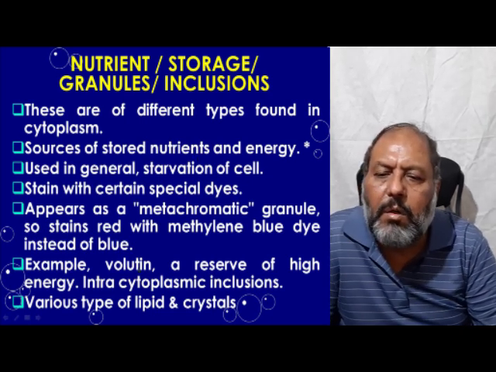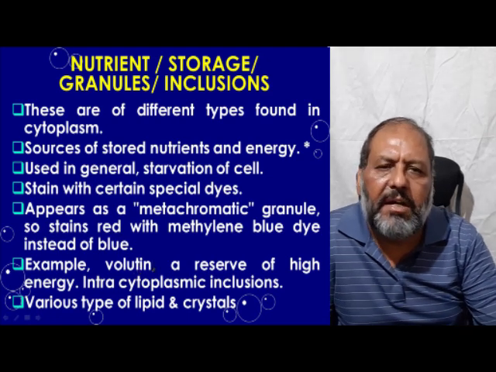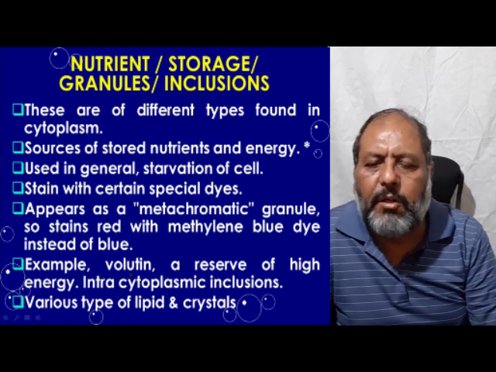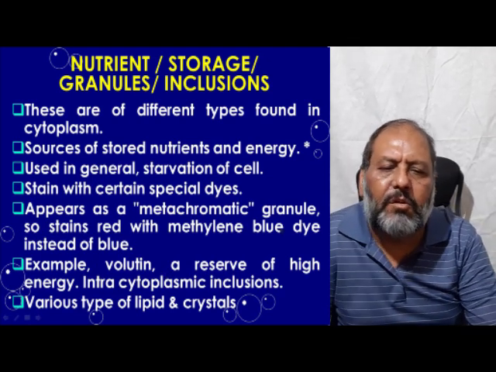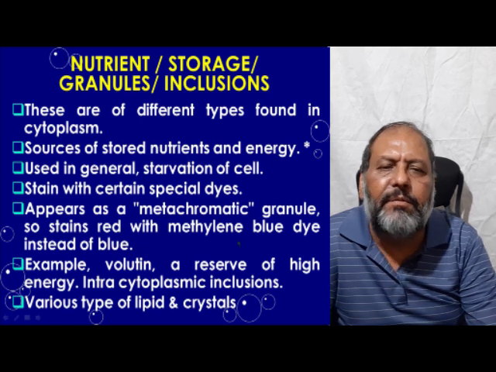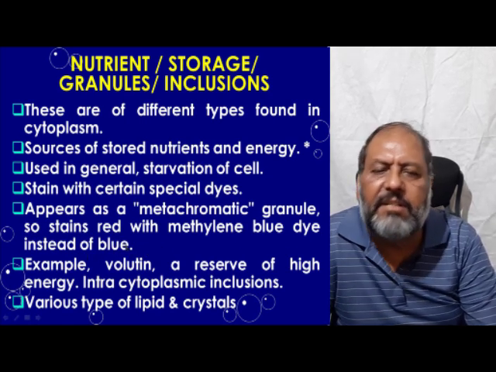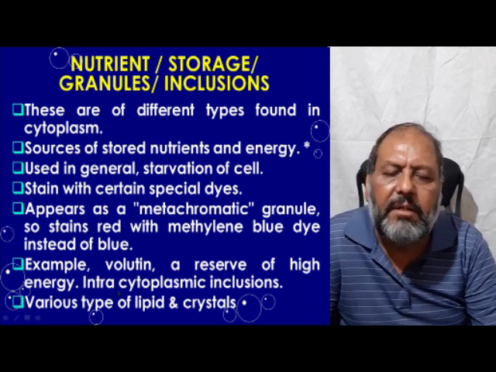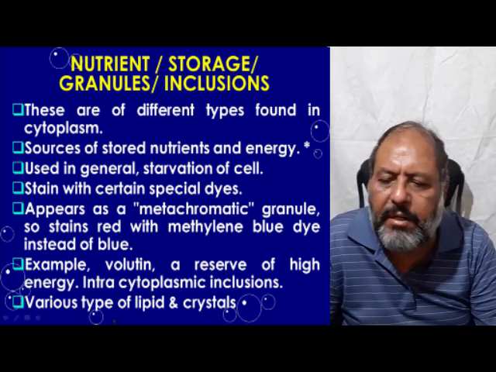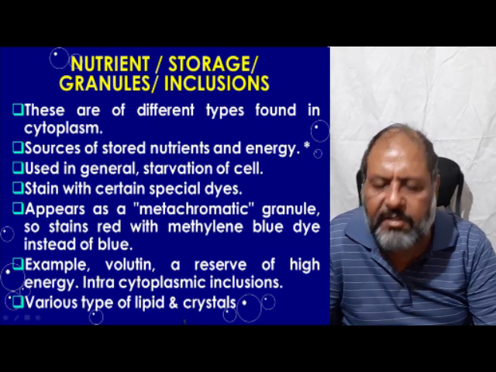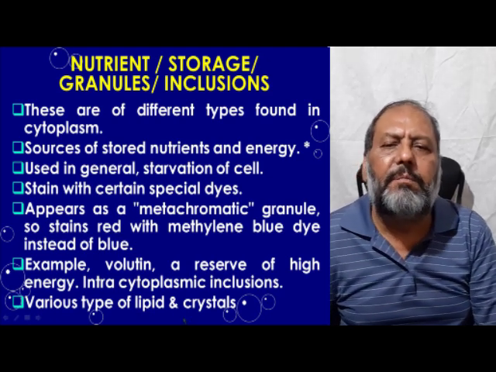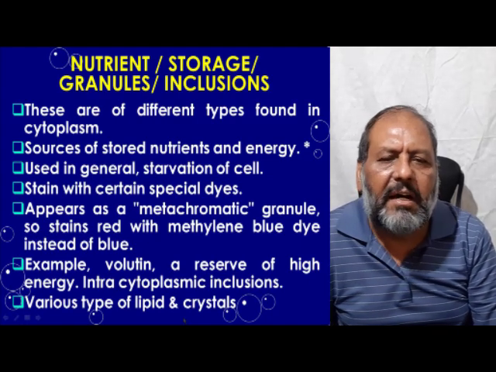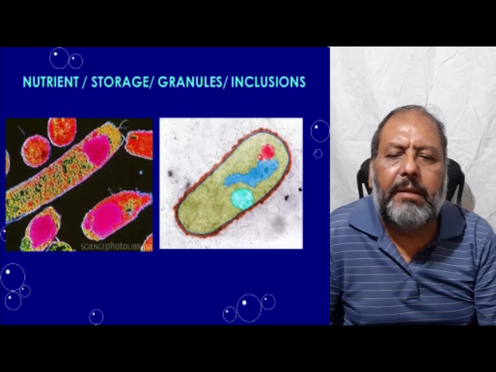They stain with certain special dyes which are capable of making them prominent inside the cytoplasm. So these appear as metachromatic granules, which stain red with methylene blue dye instead of blue. Examples are volutin, a reserve of high energy intracytoplasmic inclusion. Various types of lipid and crystals are also present in the form of storage granules or inclusions inside the cytoplasm of the cell.